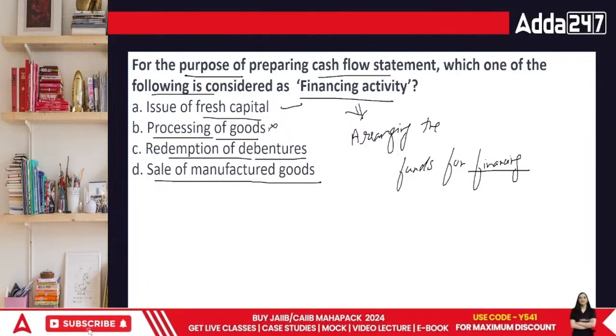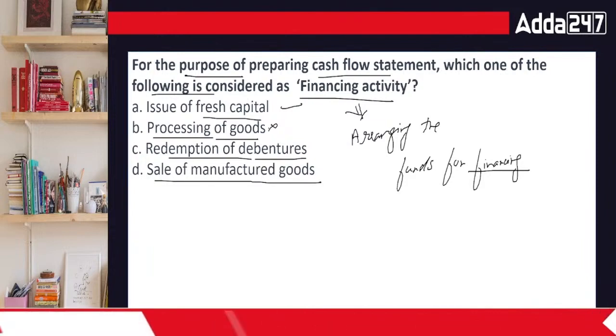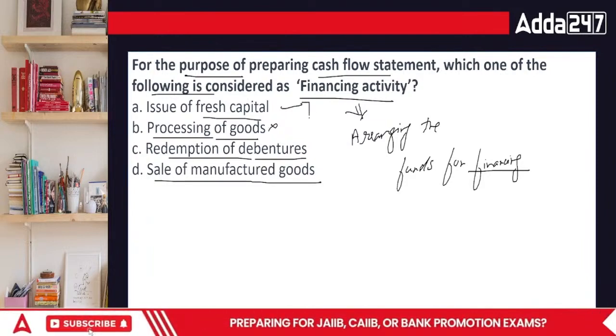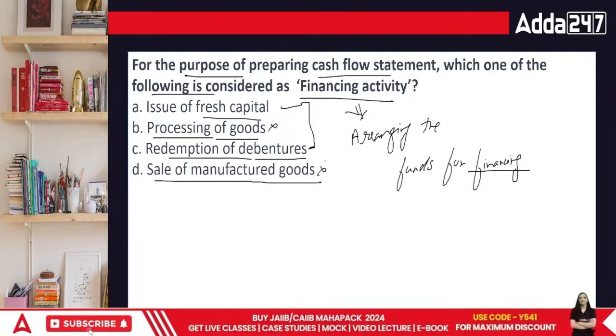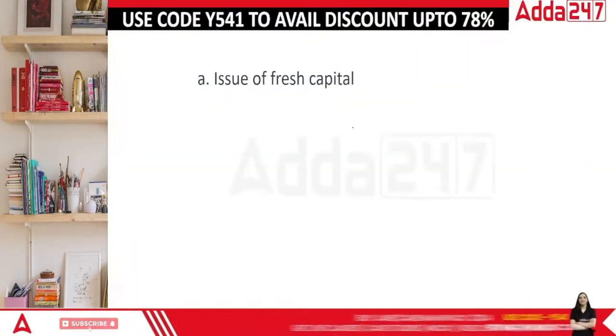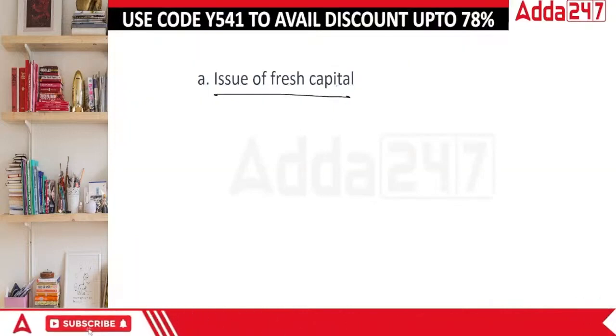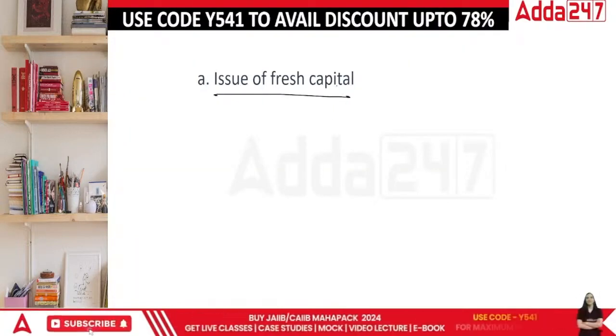In the question, which one of the following is considered? Actually, two of these are financing activities: the first as well as the third. The rest two are operating. So if you have chosen any of these, it is the correct answer. Redemption of debentures is a long-term loan which the company would have taken and is paying off.